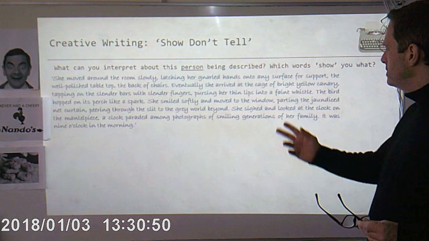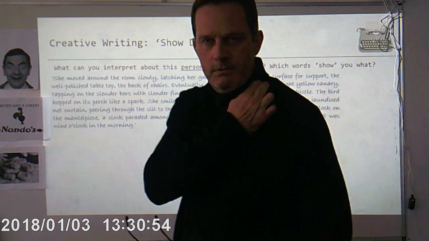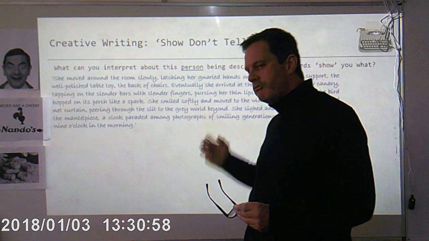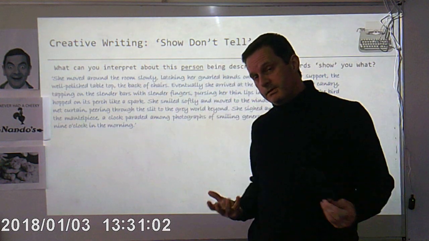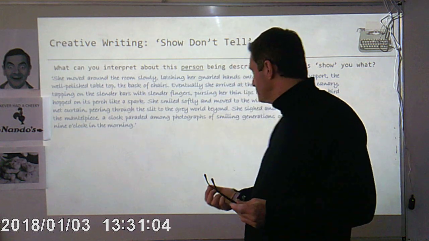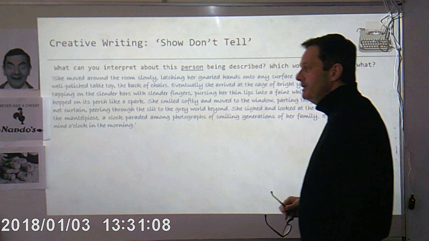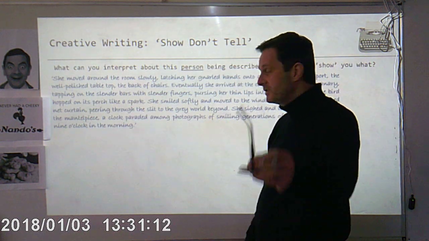And she moves to the window, parting the jaundice curtain. Jaundice means yellow, so it might be they're old or dirty. Peering through the slit to the grey world beyond. Why is it that she sees the world beyond her space as grey? Why does she sigh? Why does she look at the mantelpiece? Why is the clock so important and the concluding time so important?